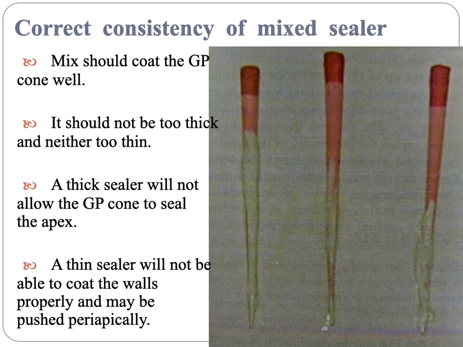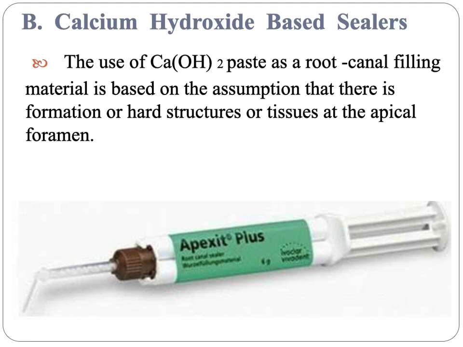So the correct consistency, the ideal consistency, the gutta-percha cone will be evenly coated and it will not be in dripping consistency. So the next is calcium hydroxide based sealers. The use of calcium hydroxide base as a root canal filling material is based on the assumption that there is a formation of hard structures or tissues at the periapical foramen.